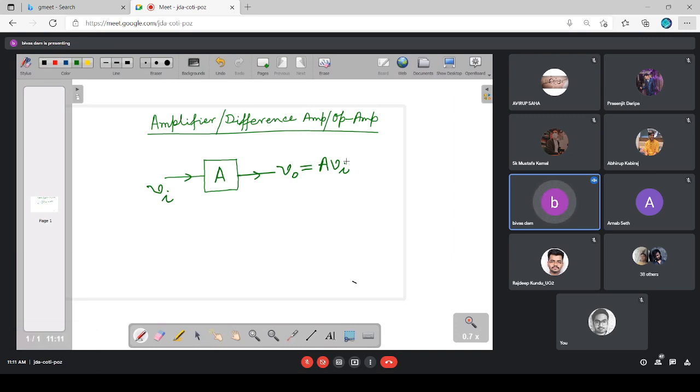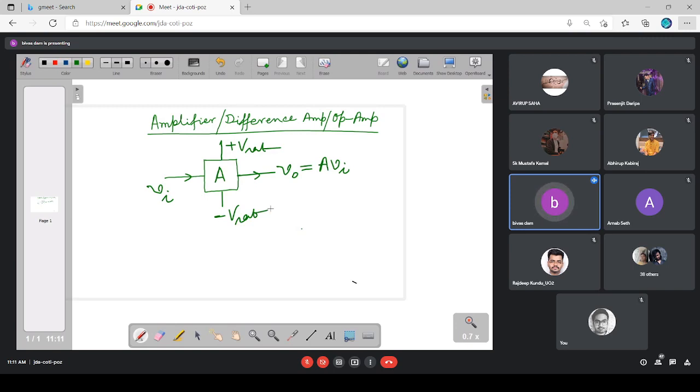Now I have probably explained this thing earlier also. How many DC sources should be there for any amplifier? 2. So one is called plus V set, or minus V set, and the other one is called the minus V set.